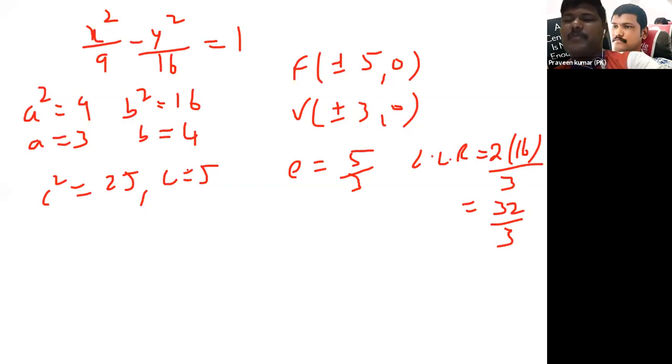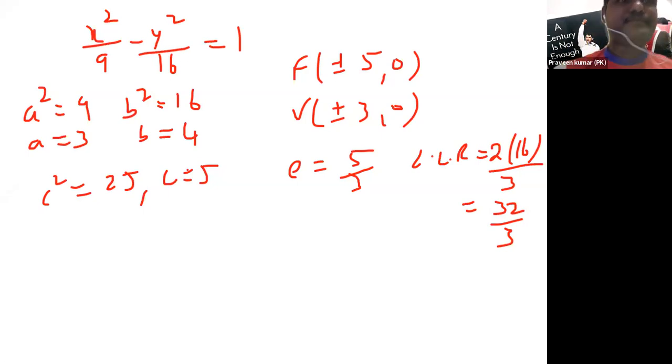Foci is not 0 comma plus or minus. Foci is plus or minus 5 comma 0. First x is there, it is the x axis. First y is there, it is the y axis. Understand? No confusion about the concept. Lavanya, understood? Yes. Now next question, everyone.